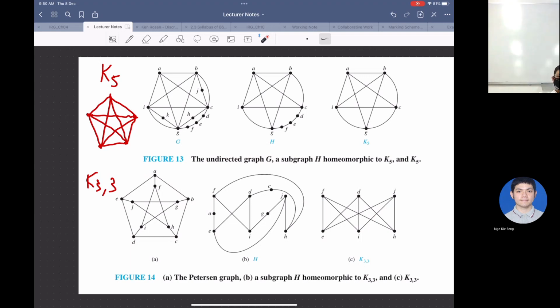What do you mean by only these two? Other than K5 and K33, these two are not K5 and K33, right? But they are non-planar. What I mean is, every non-planar graph should have K5 or K33 hiding inside. So it's like building up from this.